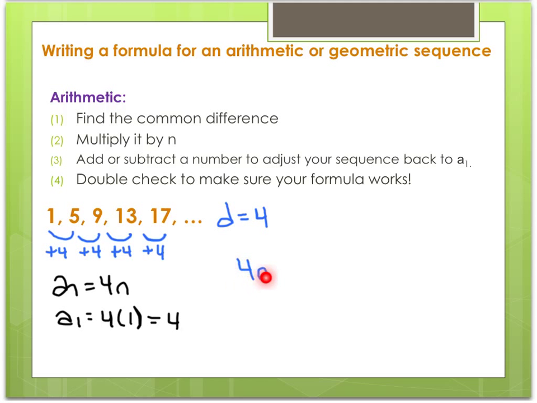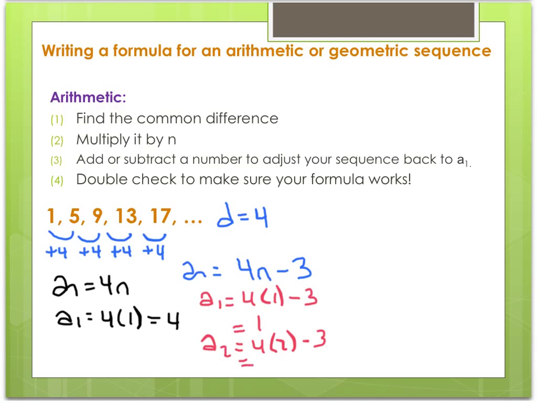So what do I have to do to this to adjust it so that my a sub 1 is 1? Well, I can subtract 3. If I subtract 3, now we can see a sub 1 would be 4 times 1 minus 3, which is in fact 1. And you can go ahead and double check. a sub 2 would be 4 times 2 minus 3. Well, 8 minus 3 is 5, and my a sub 2 is 5.